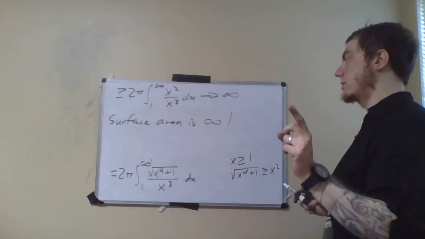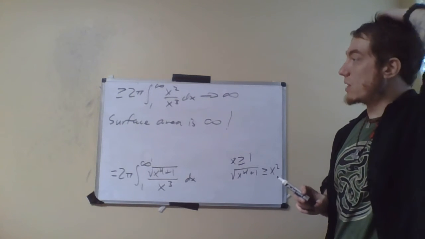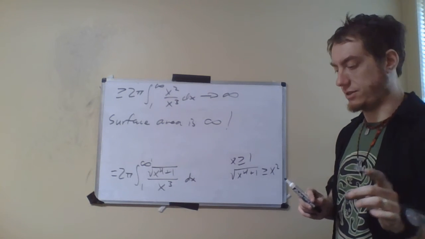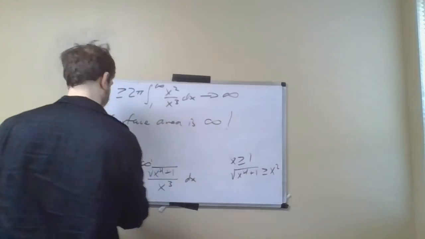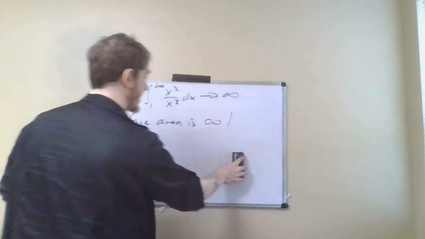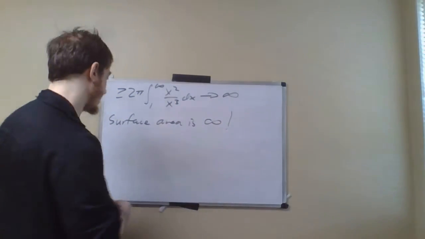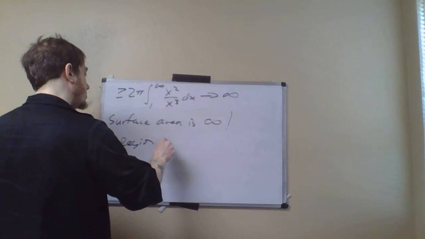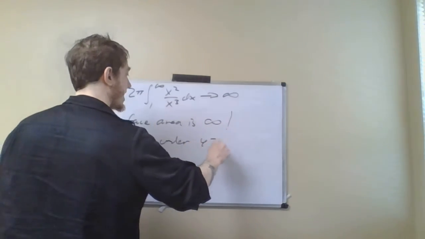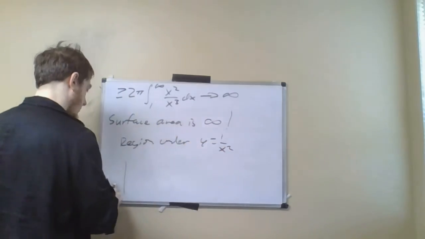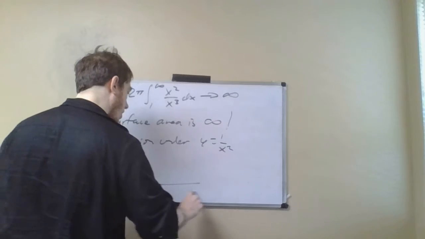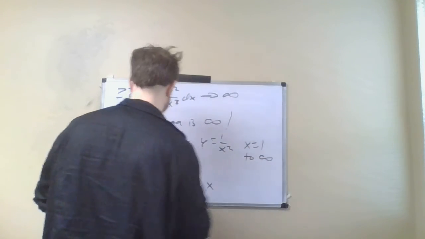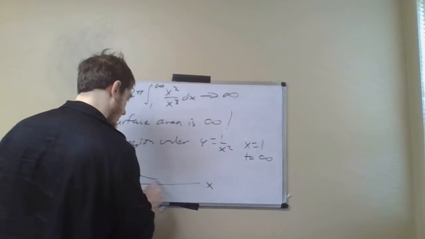Now that seems weird, and I want to talk about the weirdness and also talk about where we've seen similar kinds of things, okay? So first of all, this is not the first instance where we've encountered something weird like this. If you think about the region under y equals 1 over x squared, from 1 up to infinity, that looks like this.